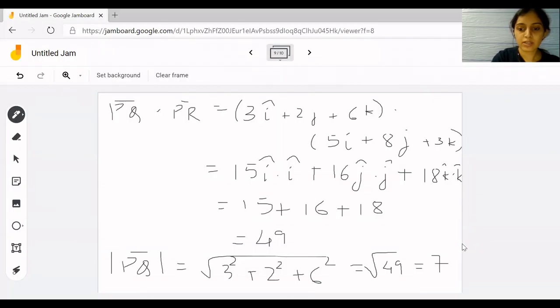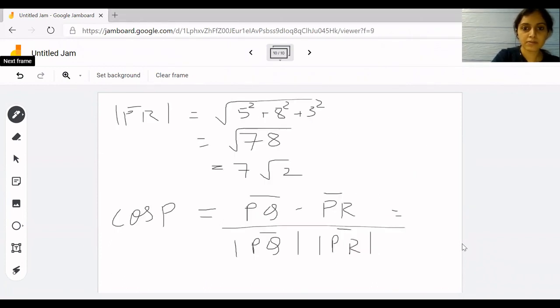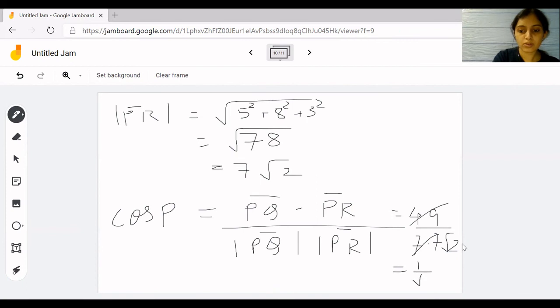We have done the dot product, 49. Yes, it's 49. So 49 upon the magnitudes, that is 7 into 7 root of 2. 49 cancels out and you have only 1 upon root 2. So what is the value of angle P? It's clear, cos P is equal to 1 by root 2.